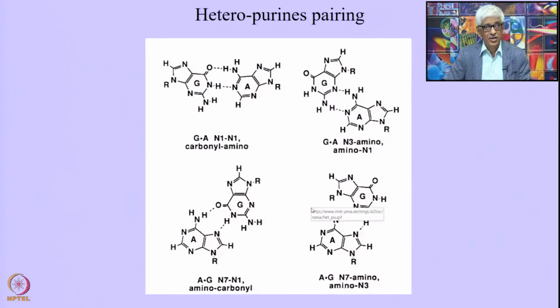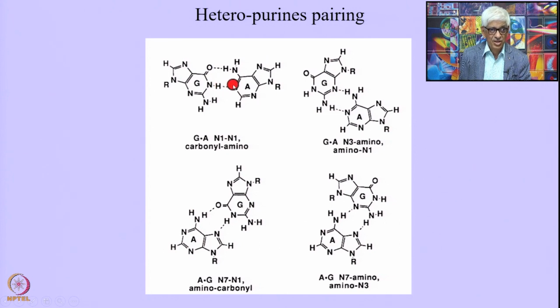Then heteropurine base pairing. So far we looked at AA or GG, but you can also have GA base pairing. GA base pairing is indicated here, with different possibilities of GA pairing. So for the G here you see N1 carbonyl amino. It is the amino of the A that is hydrogen bonded to the carbonyl of the G, and the amino of G is hydrogen bonded to the nitrogen of A.